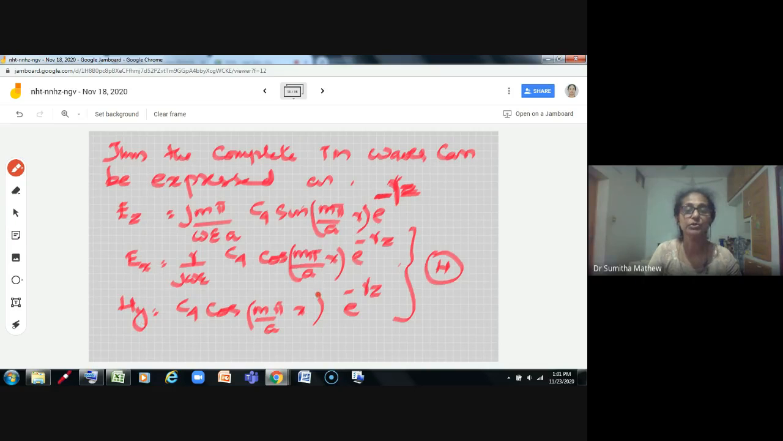So you get the complete TM waves, which we can write as the set of equations named as H. Okay, so now we get the expressions for Ez, Ex and Hy. These are the set of equations for TM waves. You will be asked to derive the equations for either TE waves or TM waves. Okay, these are the equations for TM waves.